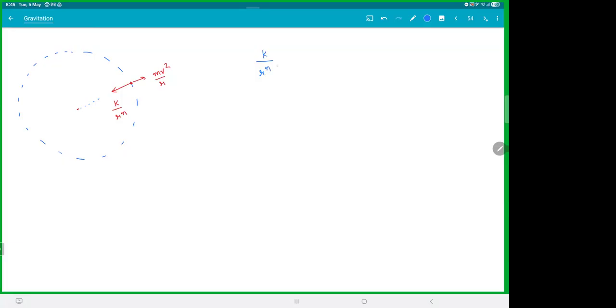So K by R power n is equal to mv square by R. When R cancels here, you end up with v equal to root of K by m into R power n minus 1. That's it, that's the velocity. You just have to find this. That's your speed. What about the time period?